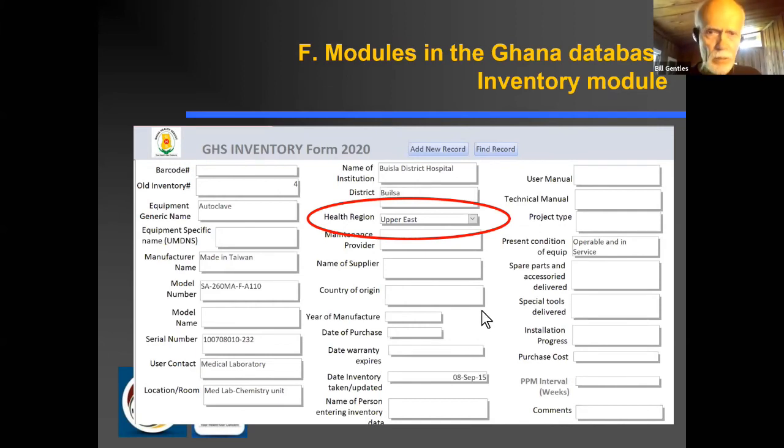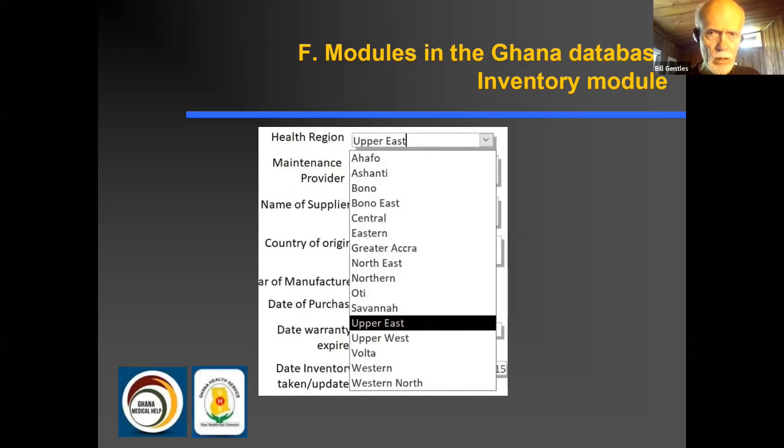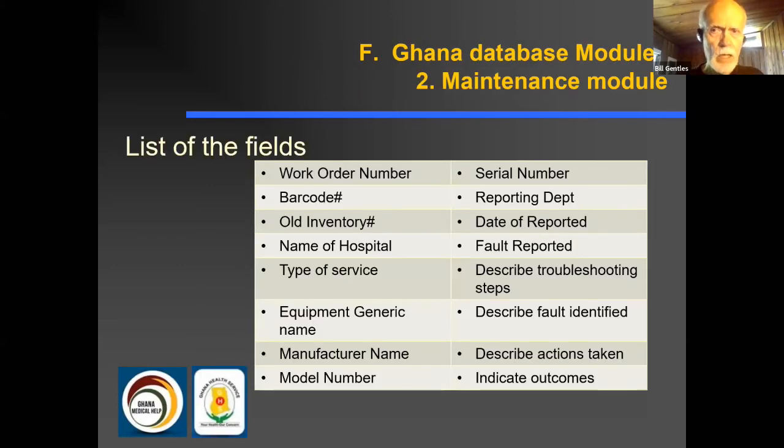Okay, so moving on to the next slide, we're going to talk a bit about the maintenance module in the Ghana database. So currently this is a separate module in a separate database. It will eventually be merged with the inventory because they're both using the same inventory data. So currently, these are the fields in the maintenance module.